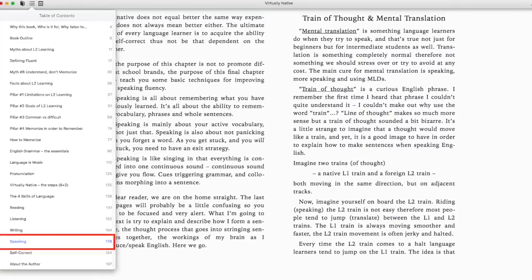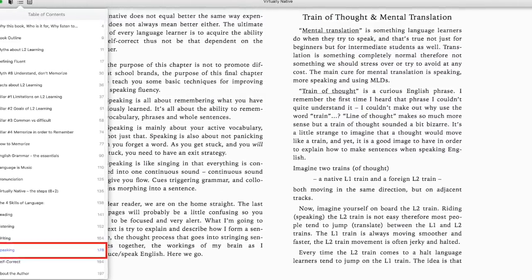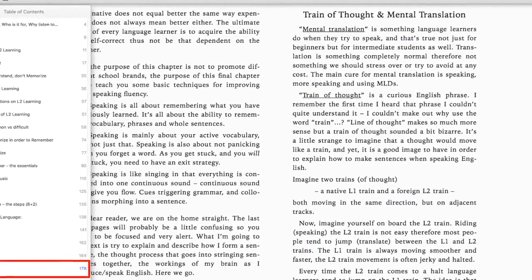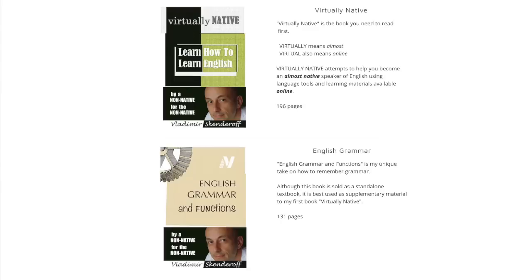What about mental translation? There is a whole chapter on speaking in my book Virtually Native, where I talk about mental translation. In the past, there was a bit of mental translation, I suppose, but that was long time ago, not anymore. And one of the main reasons is that I have always used monolingual dictionaries. I have always harmonized. And there is one more thing about mental translation that has to do with keywords. Something I call cues and functions. It's all in my books Virtually Native and English Grammar and Functions.